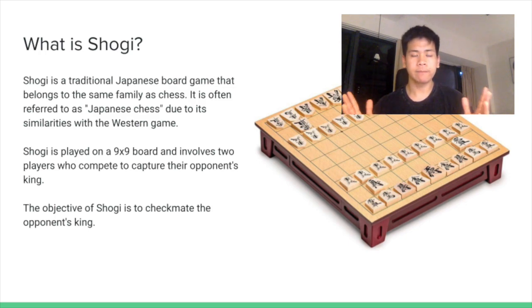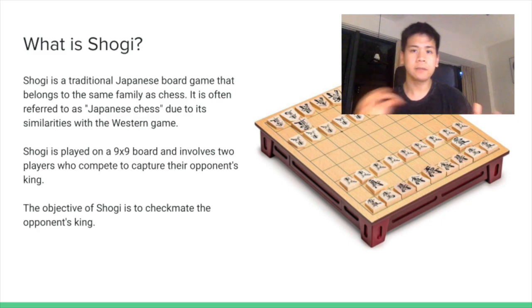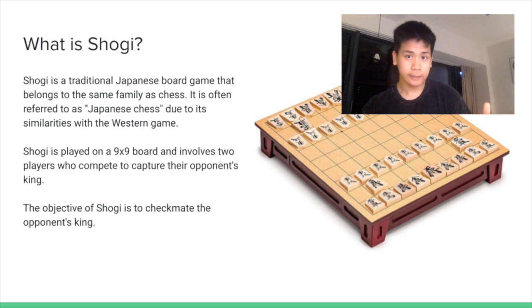It's a two-player game where they're versing one another, and the goal is to take as many of the opponent's pieces as you can by moving your own pieces, and then ultimately checkmate the king.